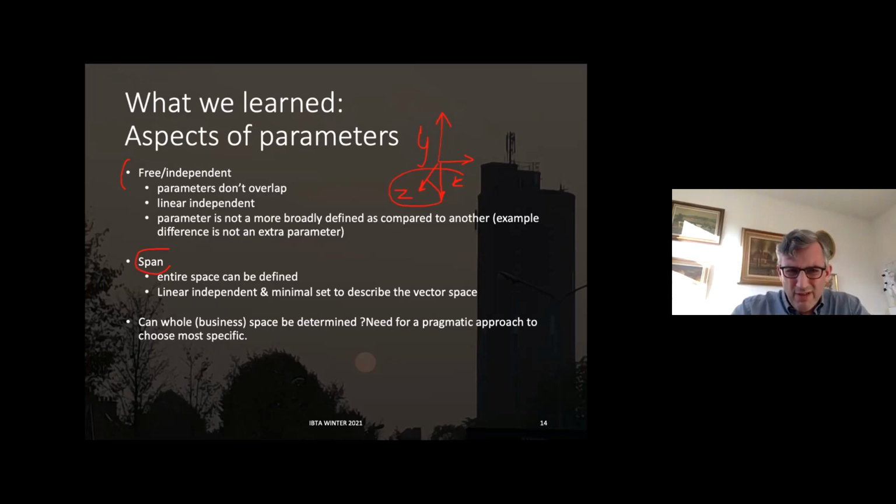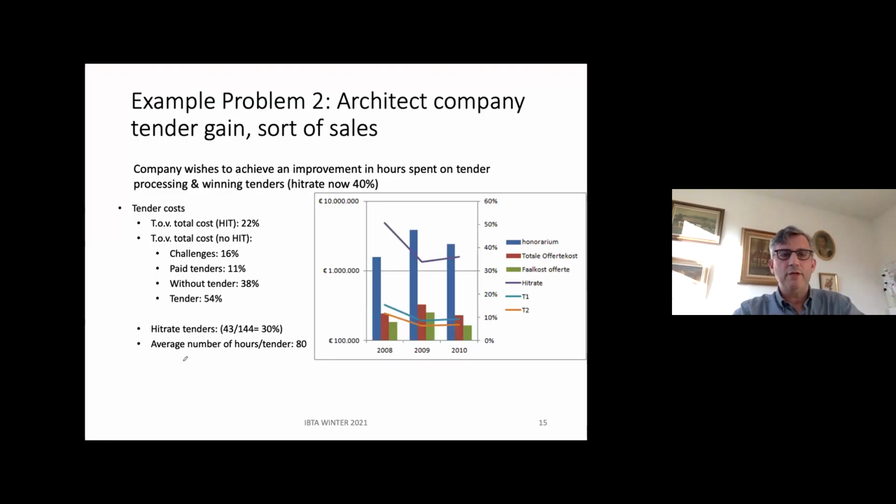We're not always sure if we had the whole business space. I will give you an example of a case we did in business where we came up with the need for a bigger span. Let me give you another example. This is an example concerning an architect company, and they apply for tenders. A tender, I think you probably all know, is when a community writes out a tender, and different architect companies can apply for it. Then one of them is chosen, and they can build a school, for instance.